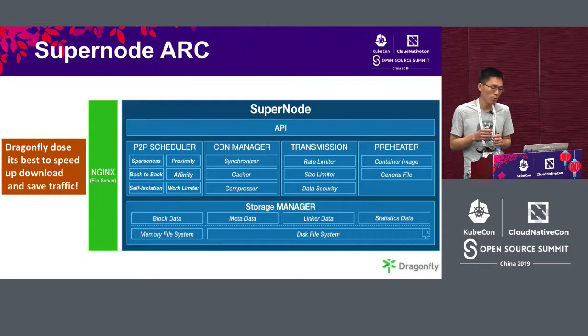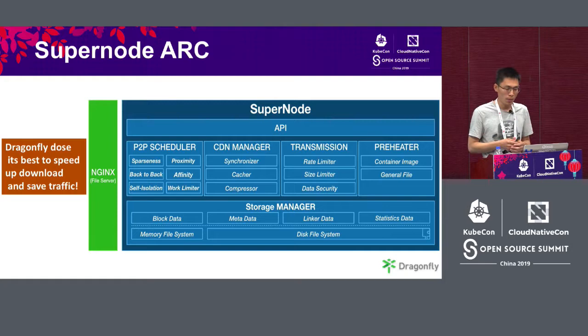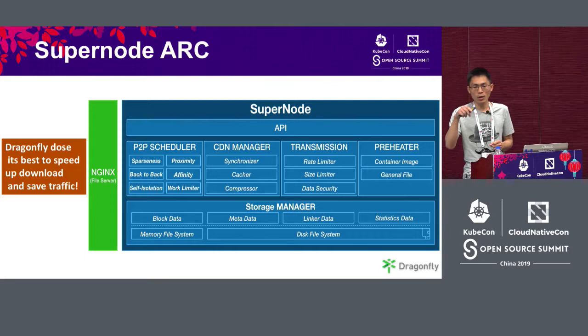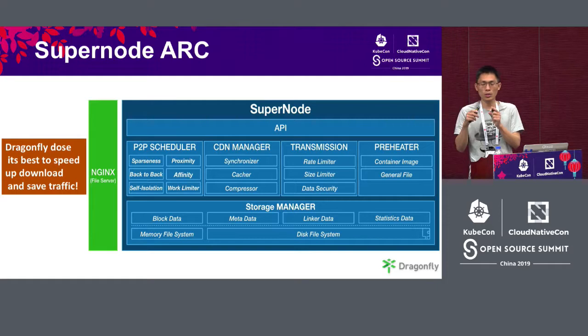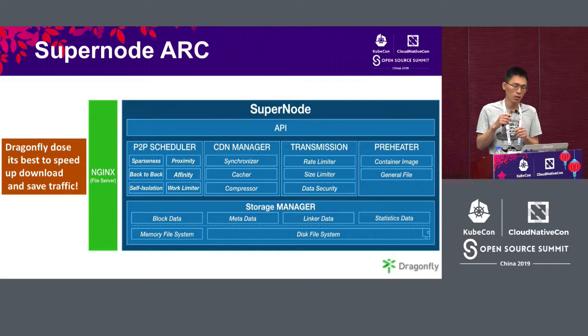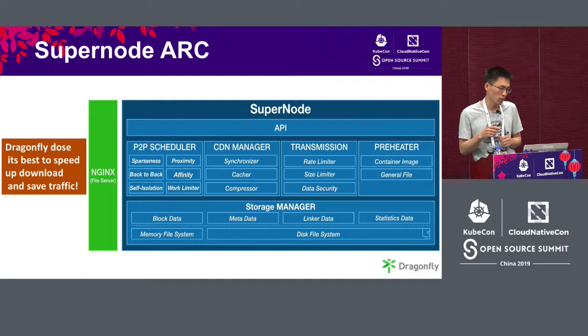Actually, we use the back-to-back principle. What do I mean by that? When the client downloads different blocks, say now we have blocks 8 and 9, and the client can only choose one, then we would choose 9, because 9 is the closest to 10. That means when the client downloads, it's like sequential I/O. We can do the driver I/O so that we have sequential reading and writing, which improves the local I/O efficiency and improves the image distribution.